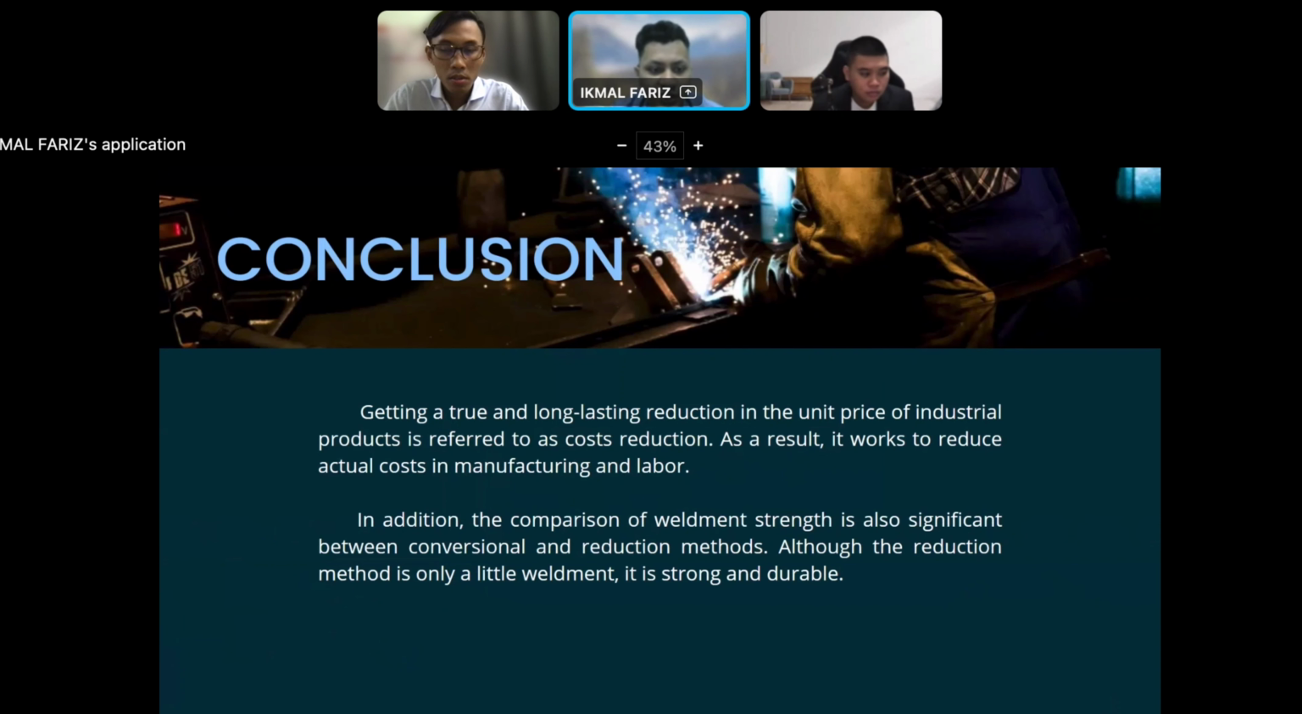Okay, in conclusion, getting a true and long-lasting reduction in the unit pricing of an industrial product is referred to as cost reduction. As a result, it works to reduce all manufacturing and labor cost. In addition, the comparison of weldment strength between the conventional and reduction method is also significant. Also, the reduction method has only a little weldment, but it is strong and durable.